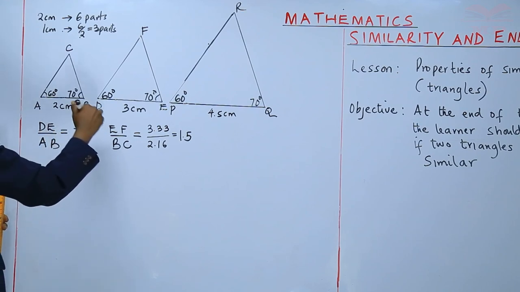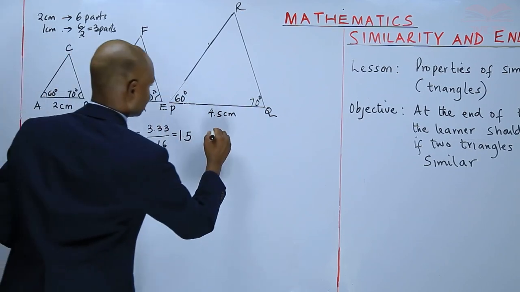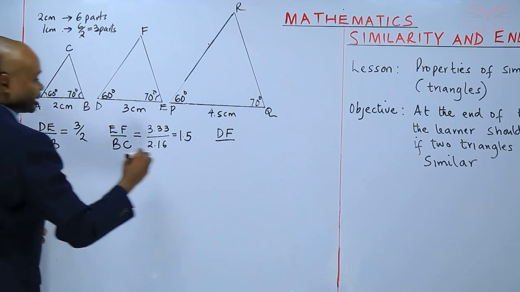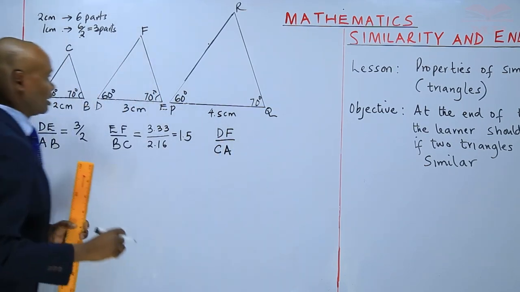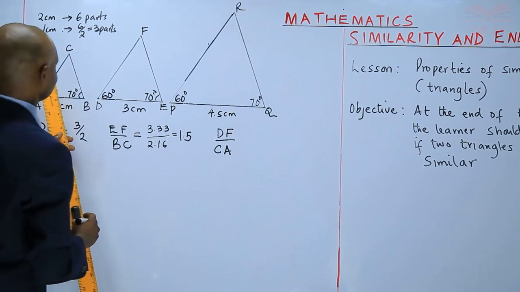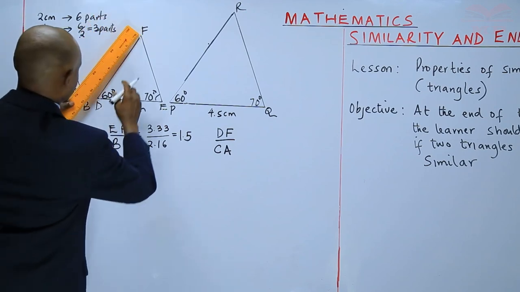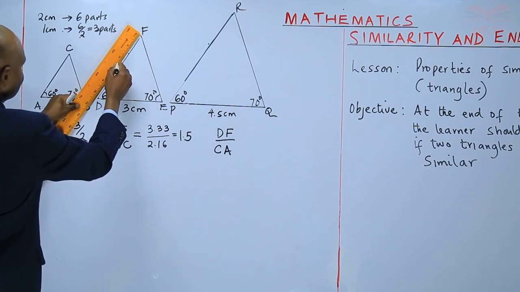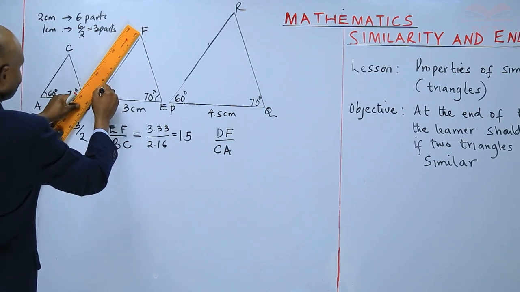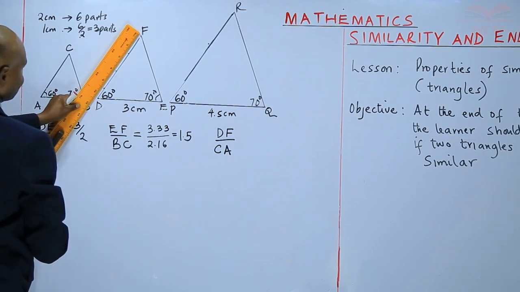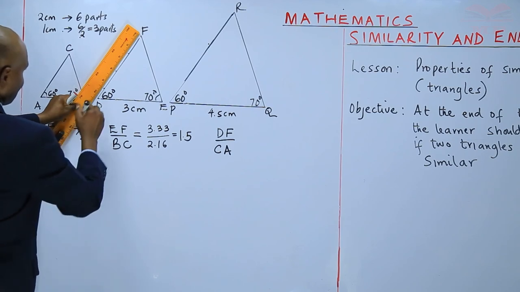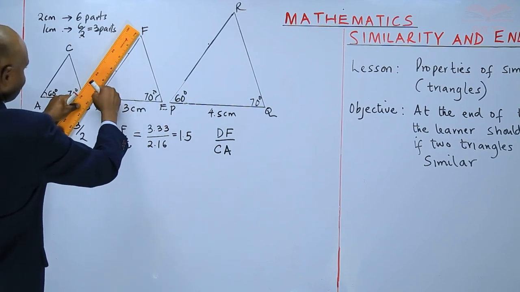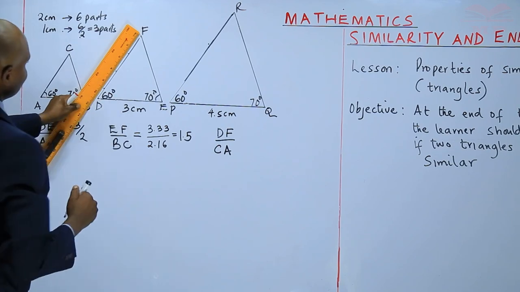I can even say DF divided by CA. So I'll come to DF. So 3 parts for 1 centimeter. 1, 2, 3, 1 centimeter. 1, 2, 3, 1 centimeter. So those are 3 centimeters. And this is 1 unit and slightly more than a half. So we are getting around 3.8.